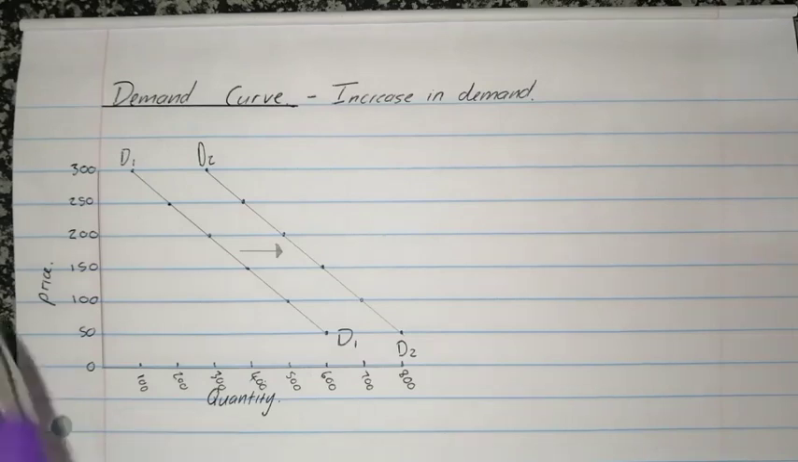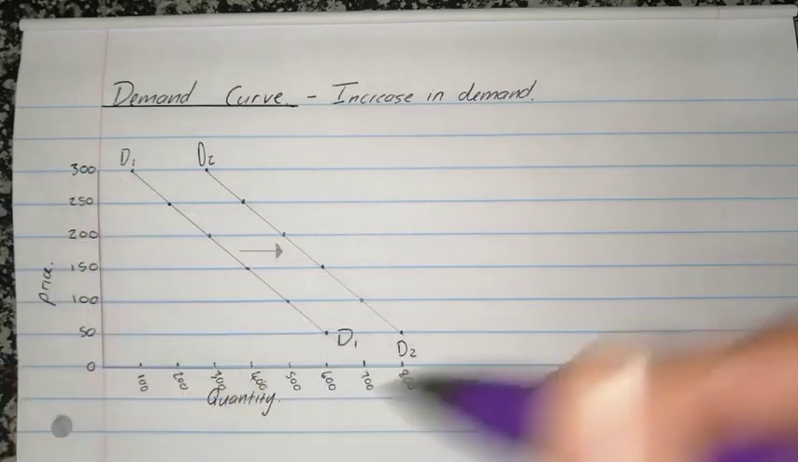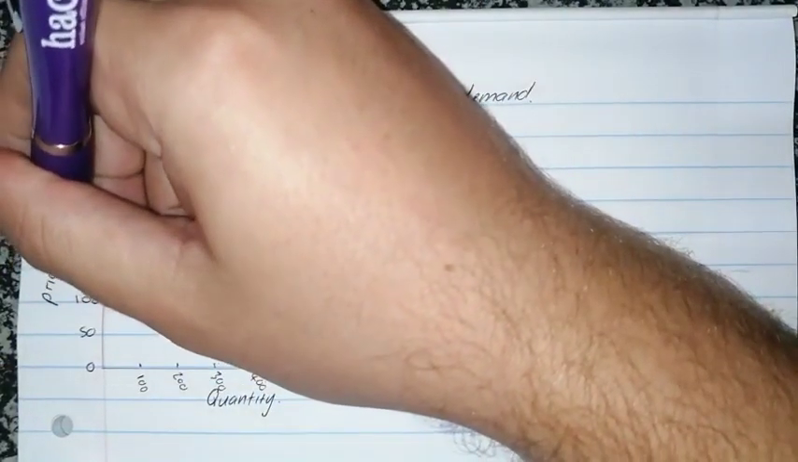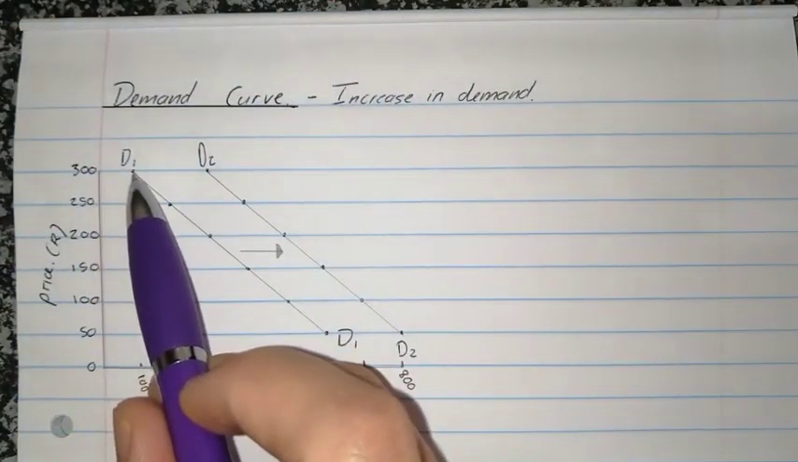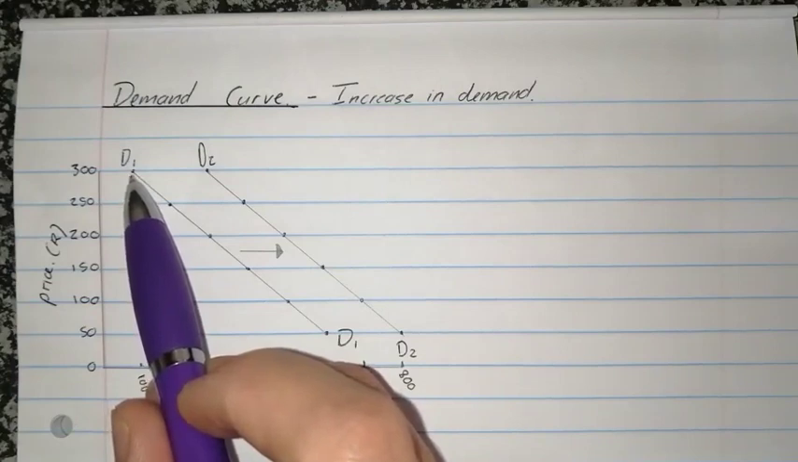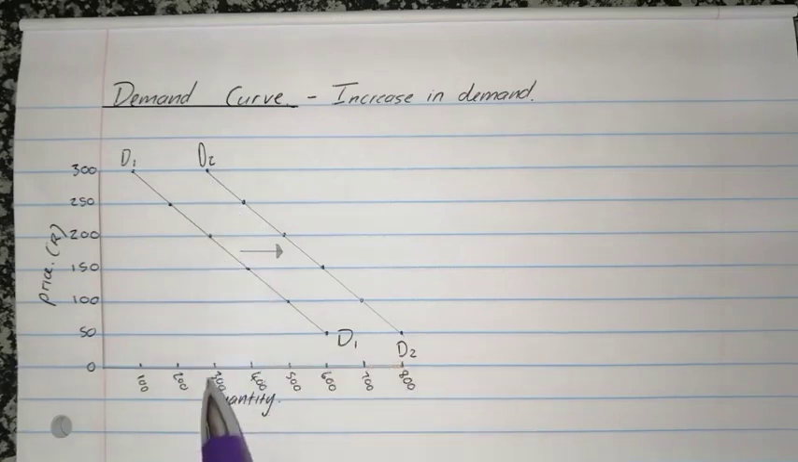Okay, so for example, let's say the price is 300 rand per unit. I see I made a mistake here, sorry. So let's say the price is 300 rand per unit originally. Now let's say people earn more money, people are richer, now they can buy more. The demand will increase to 300 units.